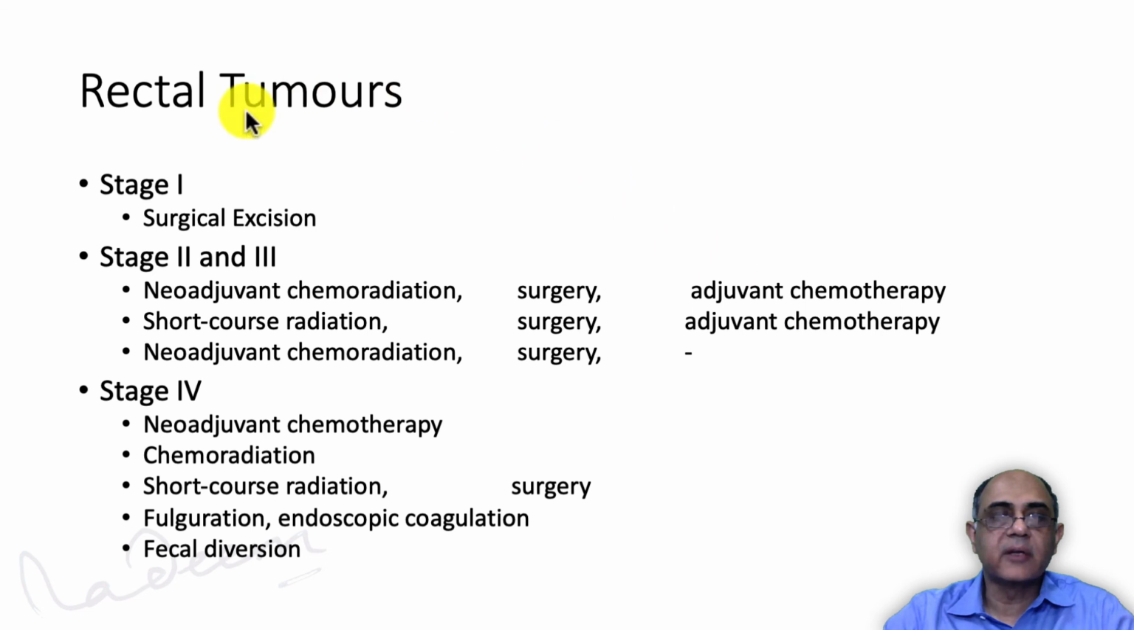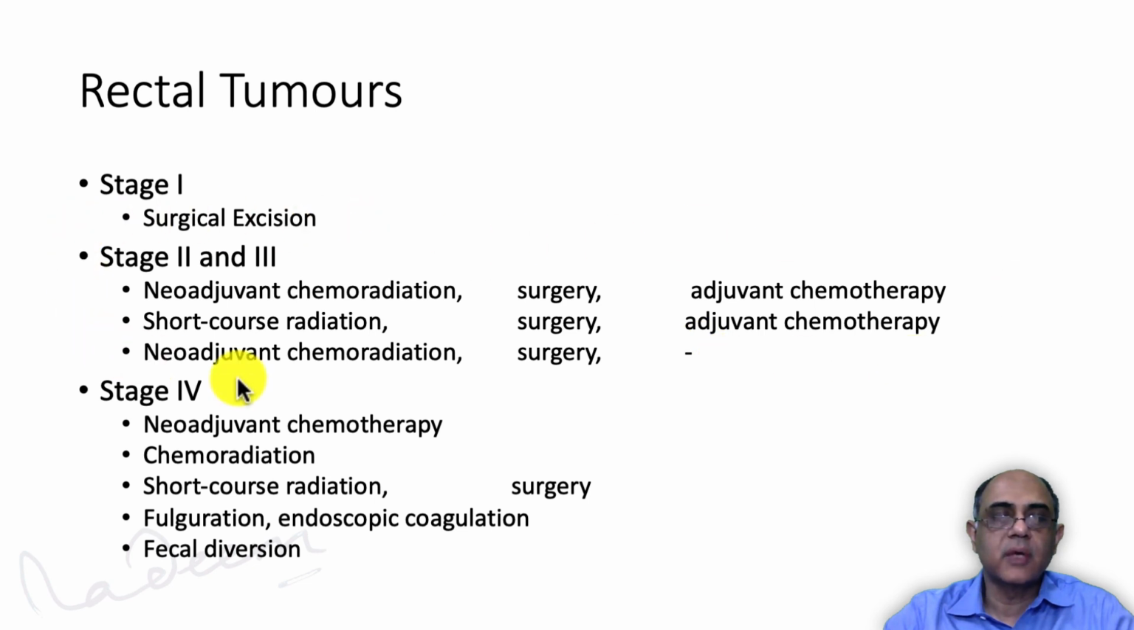Slight difference in rectal tumors. The primary treatment is surgical excision only in stage 1, not for other stages. This is the main difference of colorectal tumor. Surgical excision in stage 1, which means it has just involved the muscularis propria, it has not gone beyond it. This can be done as a segmental excision or in a proper laparoscopic approach. Rest of the stages, stage 2 and 3, there has to be some neoadjuvant therapy in different forms, either chemotherapy only or chemoradiation or radiation only, and the surgery will be the second step, again followed by adjuvant chemotherapy.